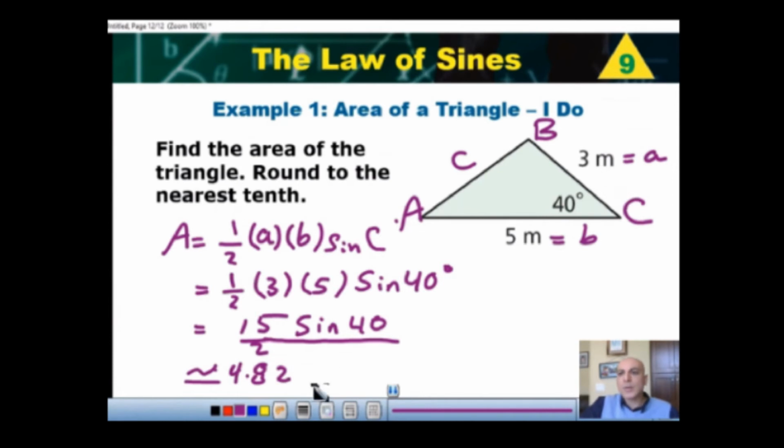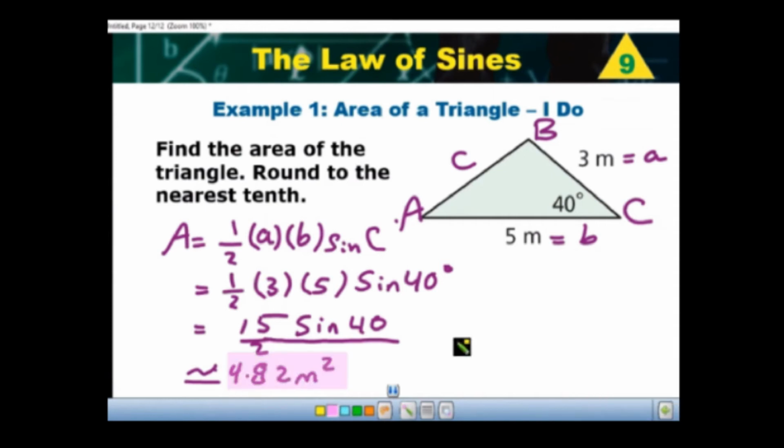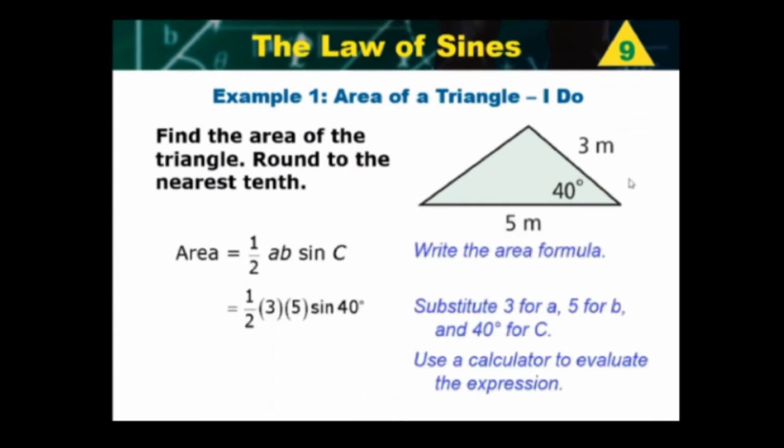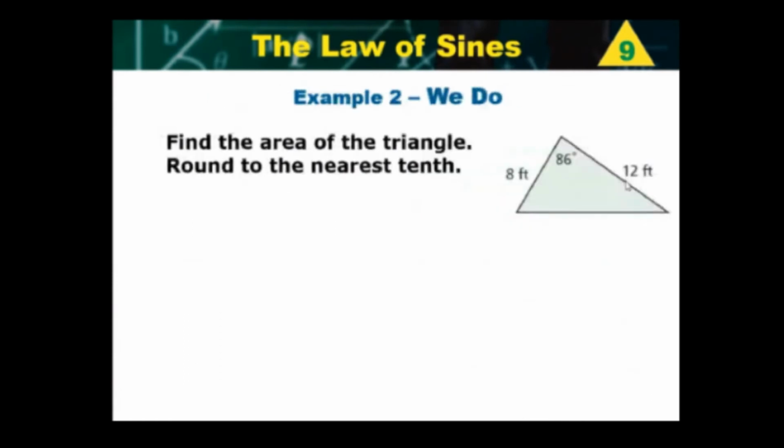Okay, if that's not what you got, then slow down and go back and try to see where you did something wrong. Okay, here we go. Why don't you try that? Find the area of this triangle and then round to the nearest tenth.